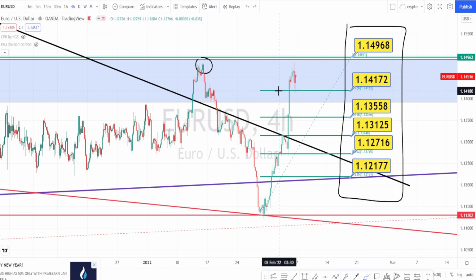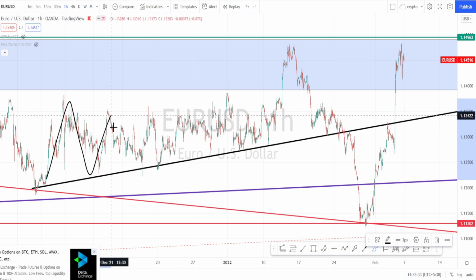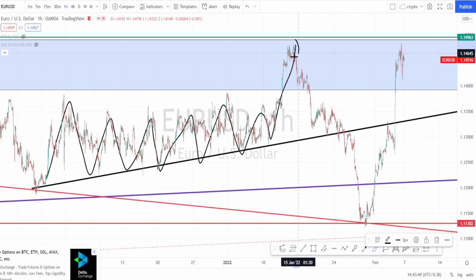Let us do the analysis in hourly time frame. I am in hourly time frame now. When we look at the price action in hourly time frame, previously the price action was moving sideways, taking support on this trend line, and suddenly it went on a bullish trend and tested the level of 1.14. Then again when it retraced it also took support on this trend line.